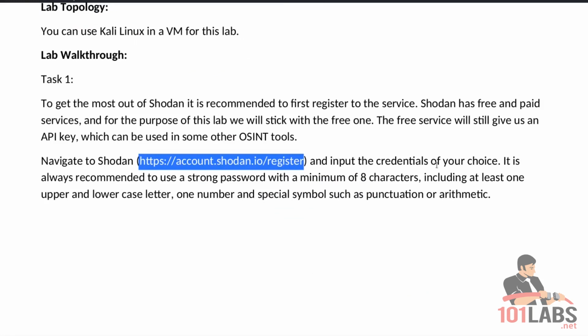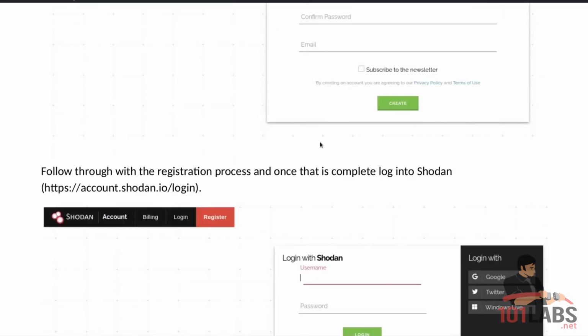Now input the credentials of your choice. It is always recommended to use a strong password with a minimum of 8 characters, including at least one upper and lowercase letter, one number, and special symbol such as punctuation or arithmetic. Now follow through with the registration process, and once that is complete, log into Shodan.